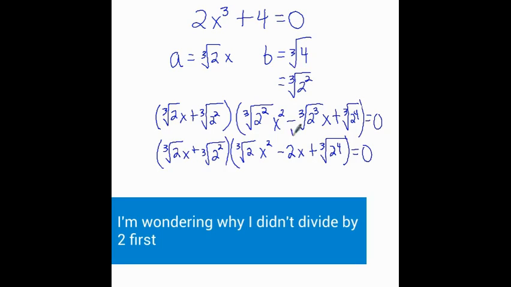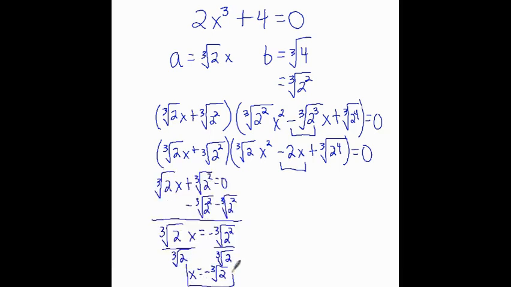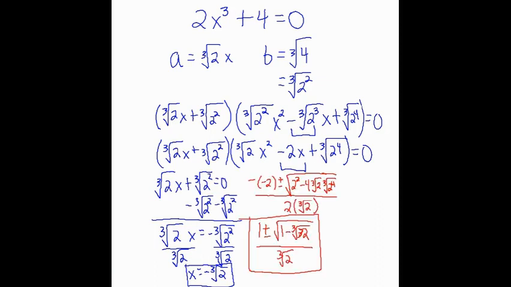So one thing to notice is that this middle term became 2 cubed, so I could simplify that down to 2. Let's go ahead and solve for each term individually. All right, so our first solution, we get negative cube root of 2. And then let's use the quadratic formula for the second term. So if we simplify that, we get a funny looking solution of 1 plus or minus the square root of 1 minus the cube root of 32 all over the cube root of 2.